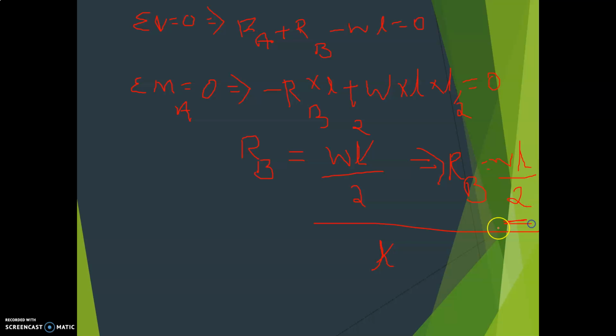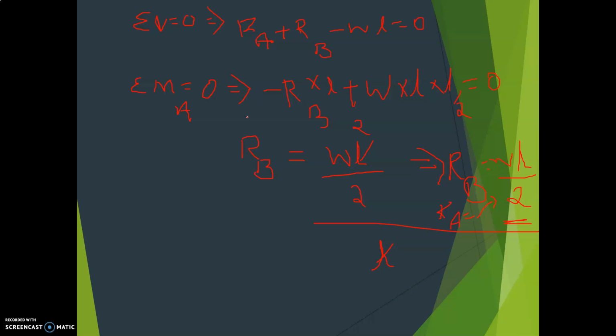Once you get RB, you can substitute in this equation for RA. RA is equal to what? Take this to the right side, so plus WL minus RB. RB is again WL by 2, so RA also you get WL by 2. So RA is also equal to RB, both are the same, WL divided by 2. Now the reactions are calculated.